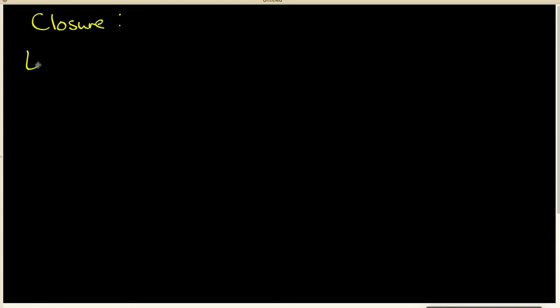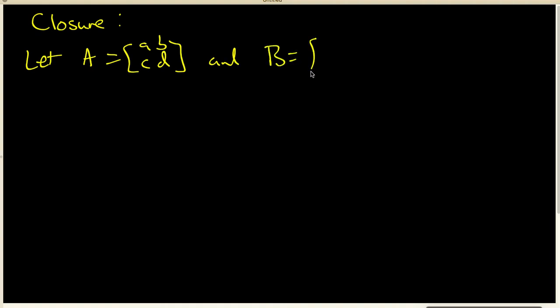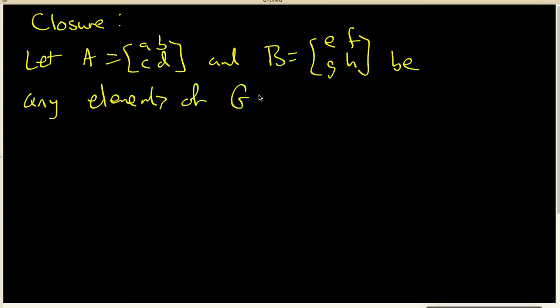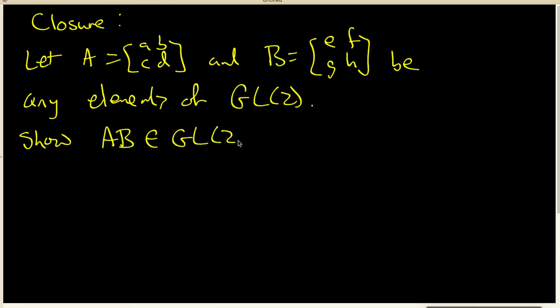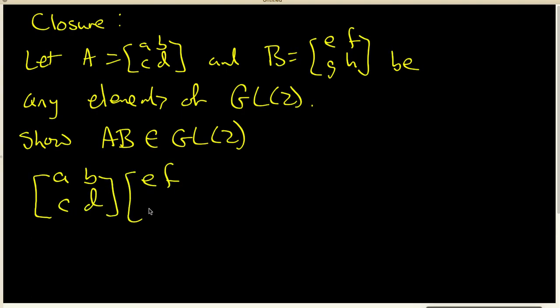Well, we have to let A, and I'm going to let A be this matrix, and B, which is going to be this matrix, E, F, G, H, be any two elements of GL2. We need to show that A times B also belongs to GL2. Now, I do know that if I multiply the two matrices together, I'm going to get another 2 by 2 matrix.